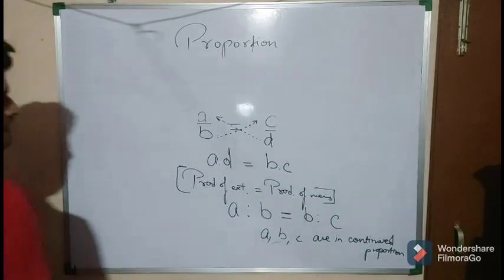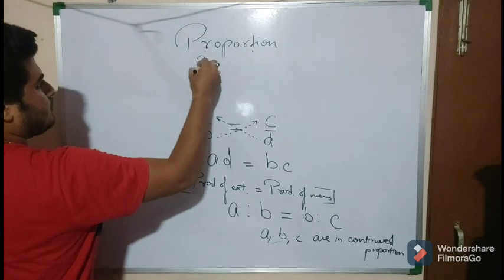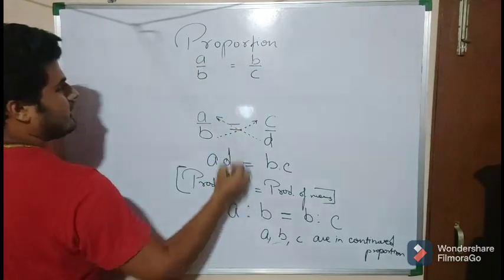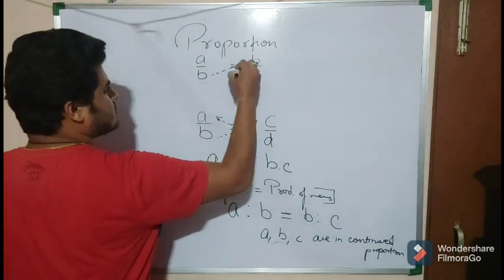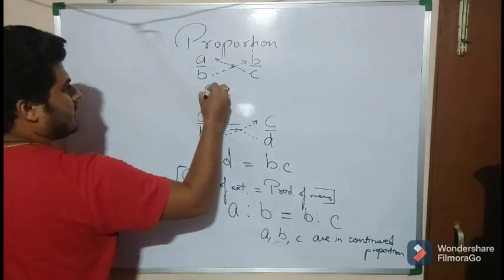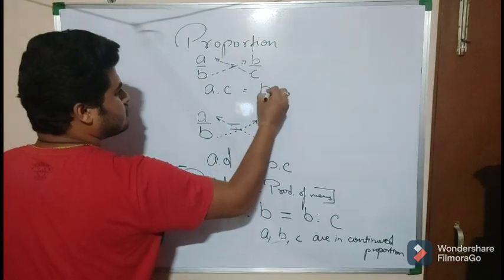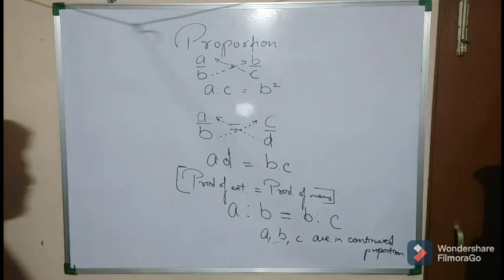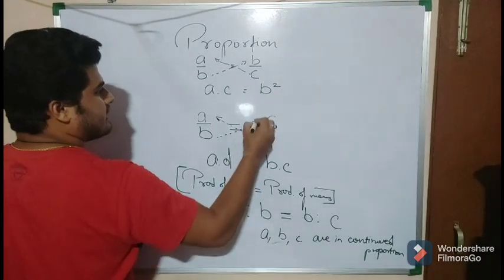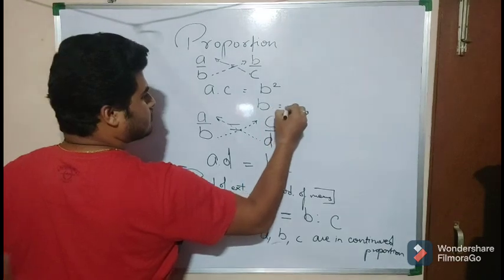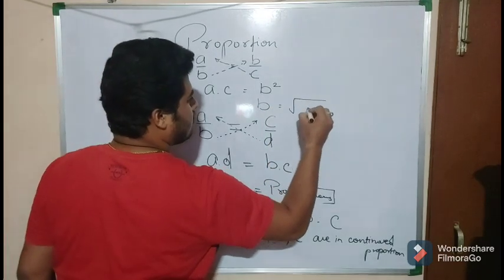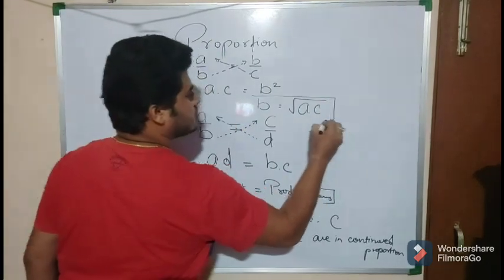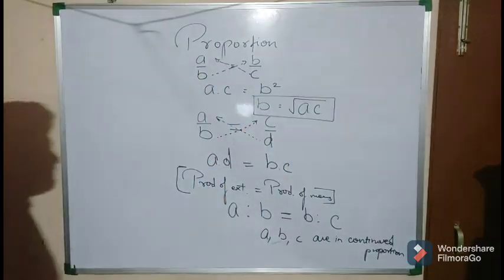A upon B is equals to B upon C. Again on cross multiplication you will get A into C is equals to B square. B into B will be what? B square. Or you can write it down as B is equals to square root of A dot C.